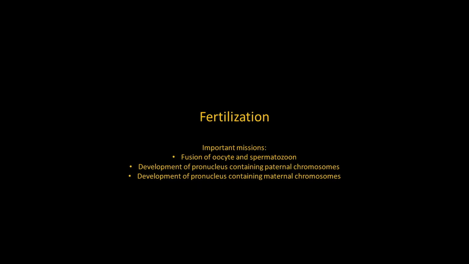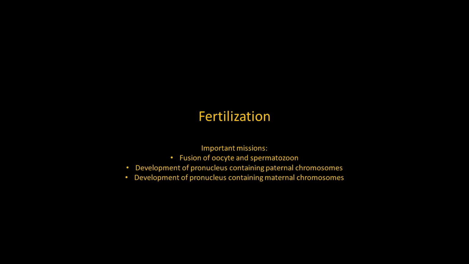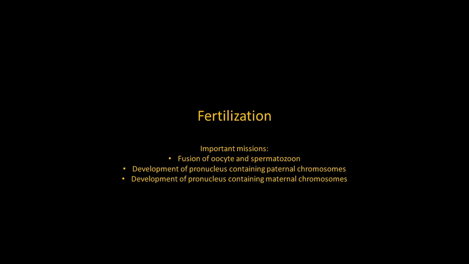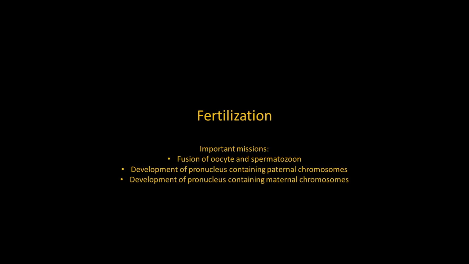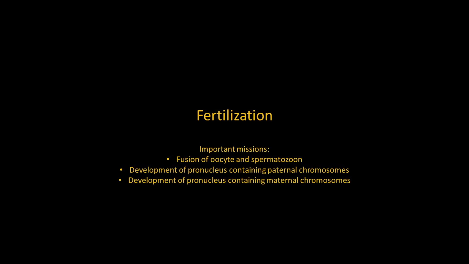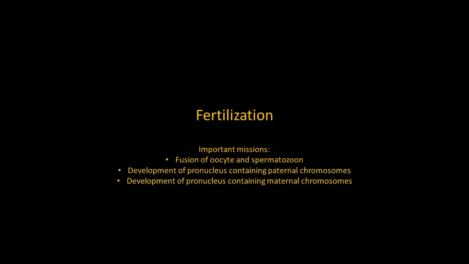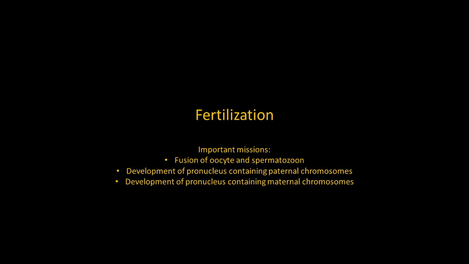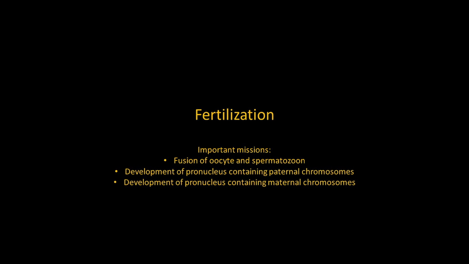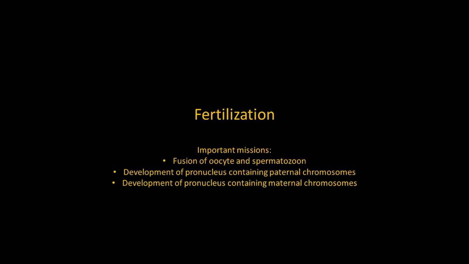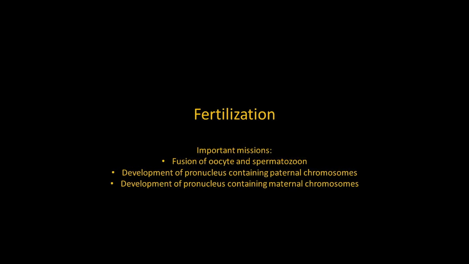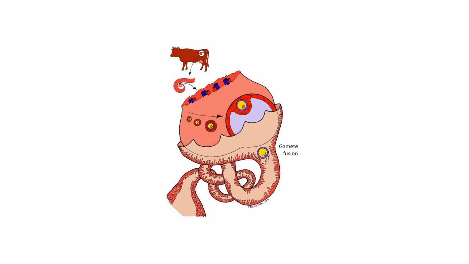Fertilization involves several critical steps, which must be achieved in order to produce a viable embryo. First, the spermatozoon must penetrate the zona pellucida to enable fusion of the two gametes, and the chromosomes of each gamete must be segregated into their respective maternal and paternal pronuclei. First, we will focus on gamete fusion.